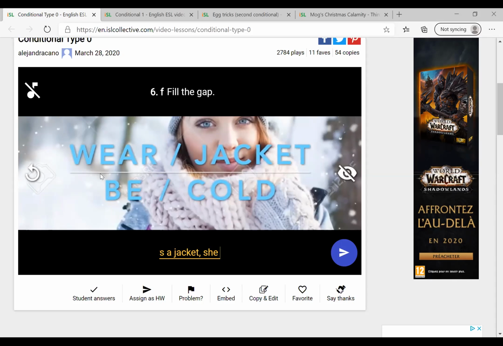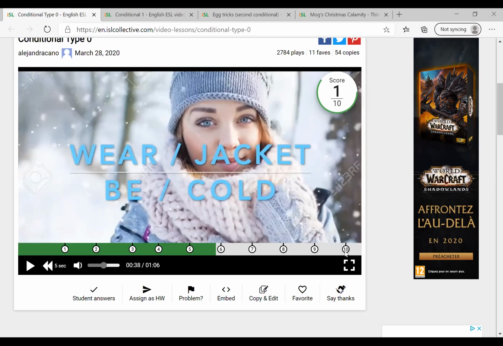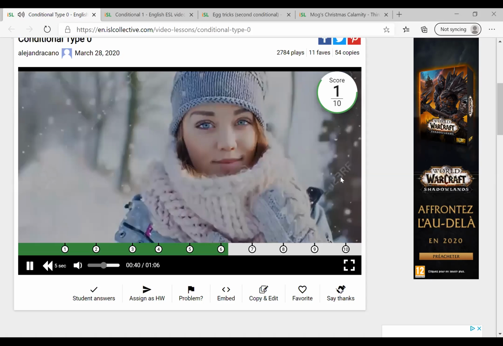The verb to be. She is cold. Let's see. If she wears a jacket if it is cold. Okay. If it is cold, she wears a jacket. Okay, so we don't use negative here. They don't ask. She wears a jacket if it is cold.